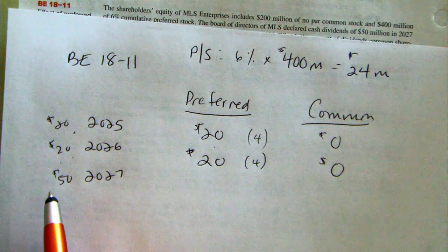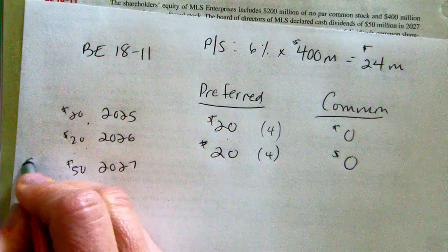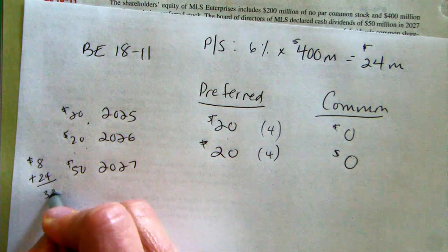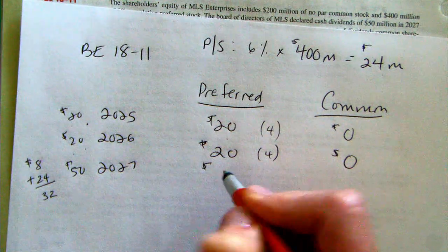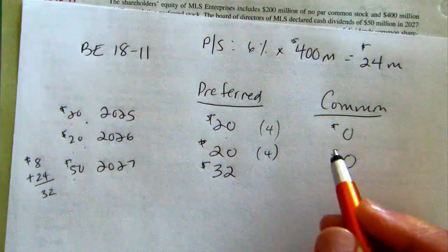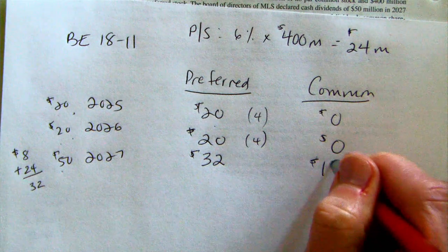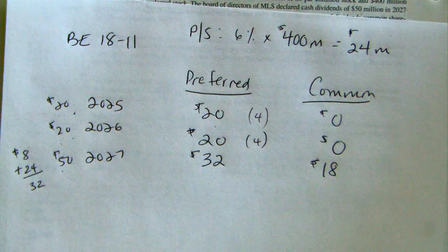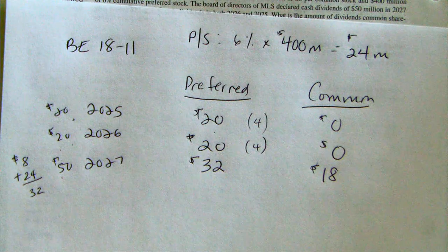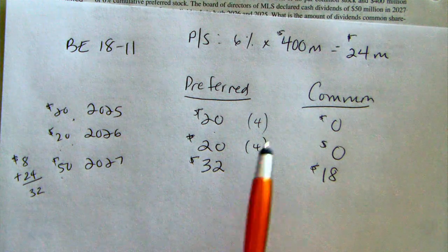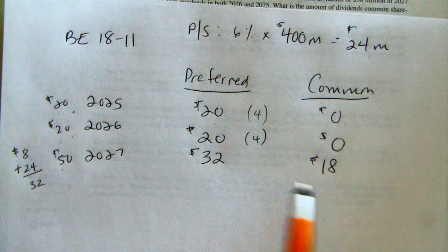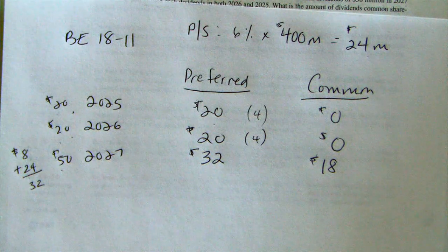So now in 2027, you owe them 8, plus the 24 for the current year. So you owe them a total of 32. So in 2027, we give them 32. There was 50 to distribute. The other 18 million gets distributed to the common. There are a couple of different ways you can approach this, but that's how I do it. I like to write, what did we still owe them? The sum of what we owed them in the last years was 8, plus the current year of 24. So they get 32 of the 50. Common gets the rest in that year.